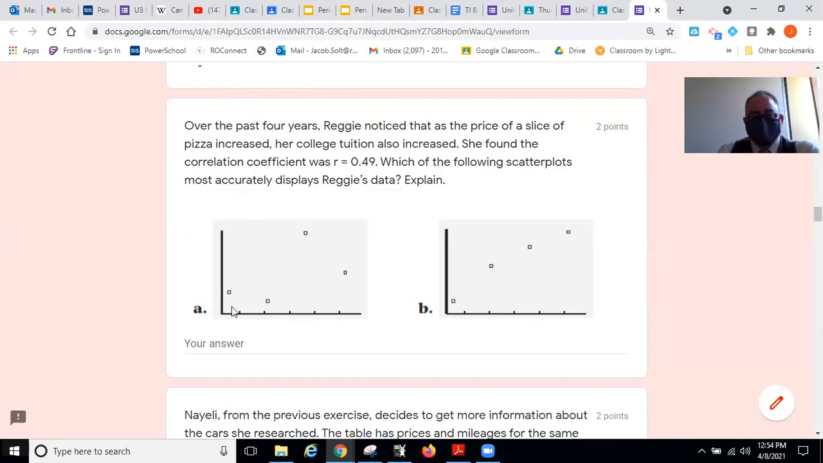So the A is going to be your answer here, right? If she found a correlation coefficient of 0.49, this is what we'd expect it to look like, something like that. This would be 0.9 or higher. This is a very strong correlation coefficient. This 0.49 tells me it's fairly weak to moderate. That tells me it's kind of there, but kind of not. All right.